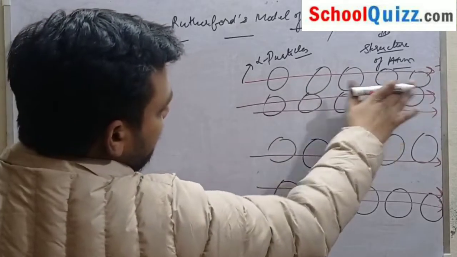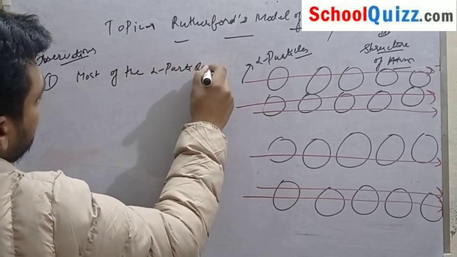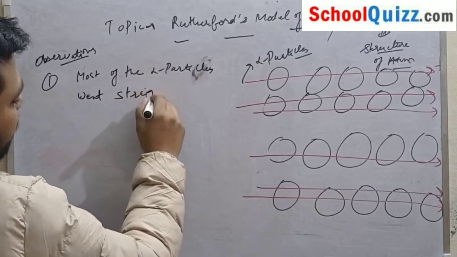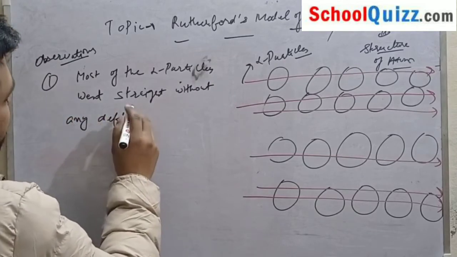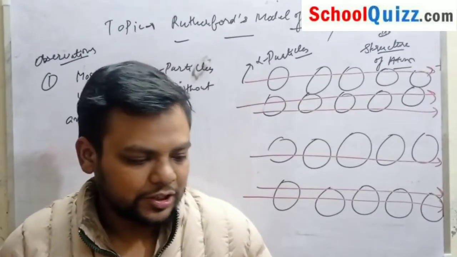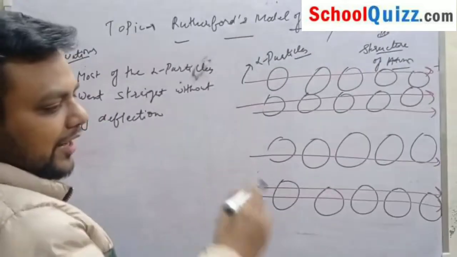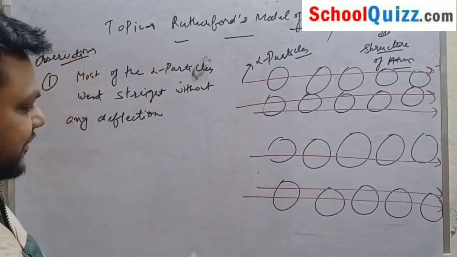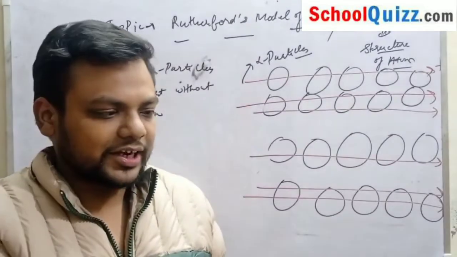The first observation is that most of the alpha particles went straight without any deflection. Suppose this is a wall and this is our ball. If I strike it like that, and there is no wall, it will pass through. But if there is a wall, it will strike and bounce back.